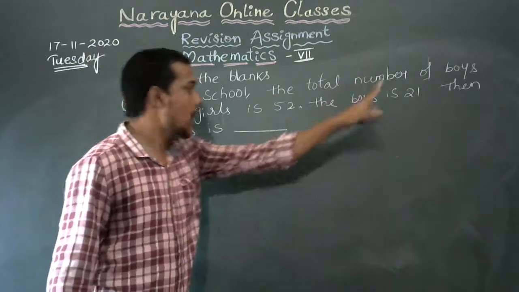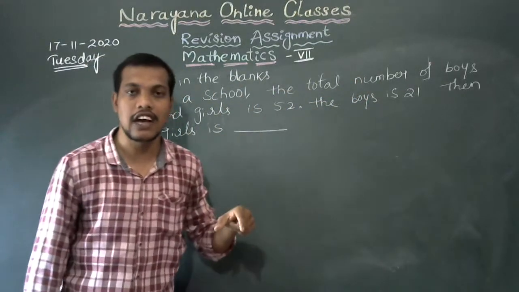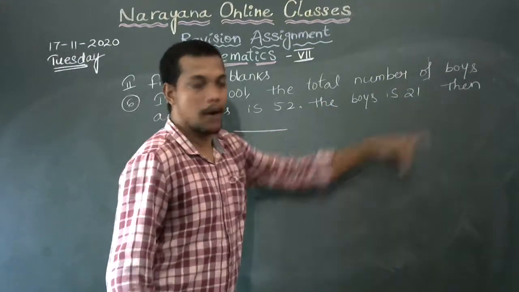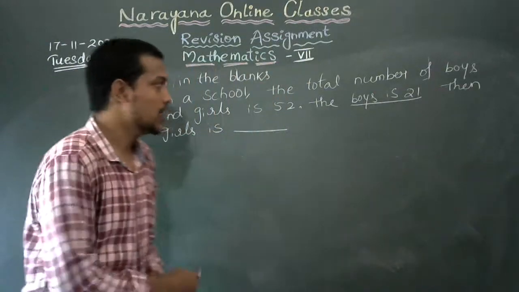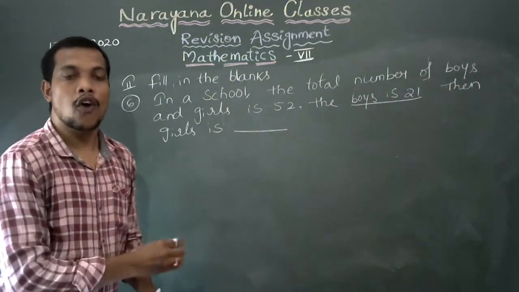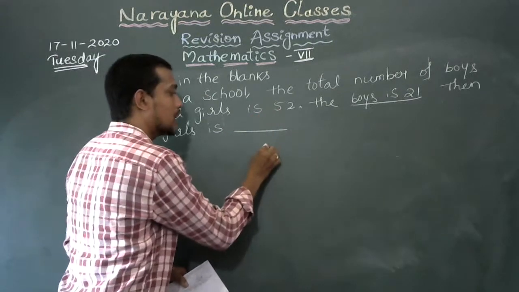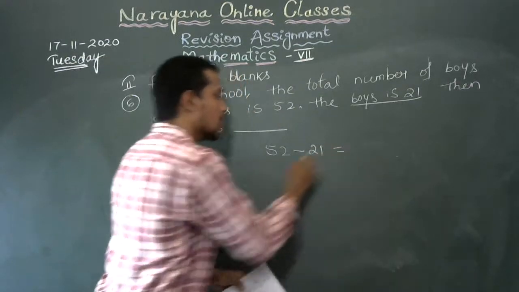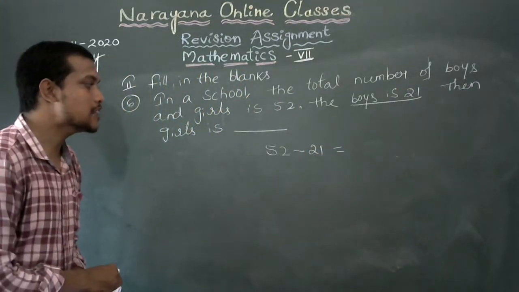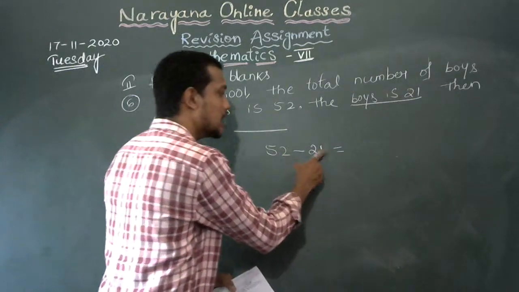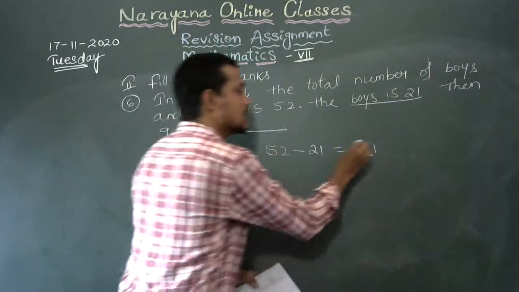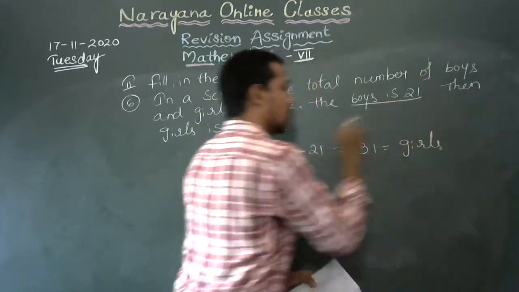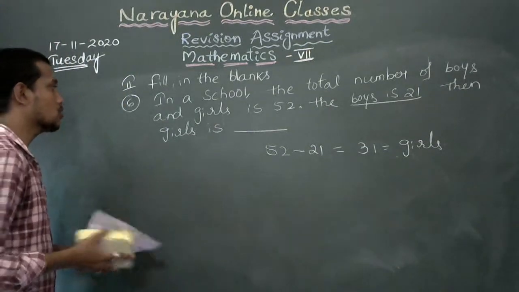the total number of boys and girls is 52. So total boys and girls is 52. And then in the total boys and girls, the boys is given as 21. Then girls is. Now what we do? Subtract total minus boys 21. So 52 minus 21. 2 minus 1 means 1. 5 minus 2 means 3. 31. So the girls is 31. Okay. Now seventh question.